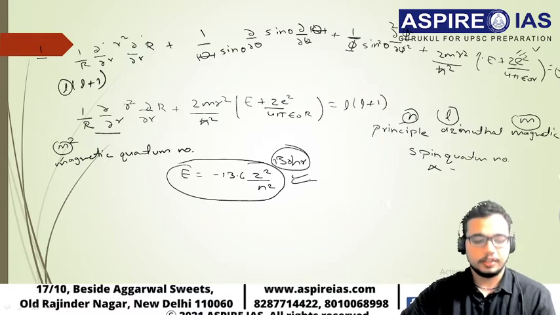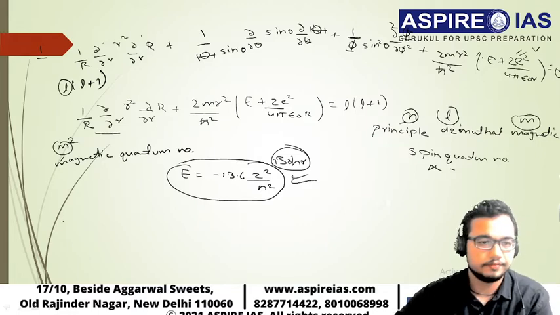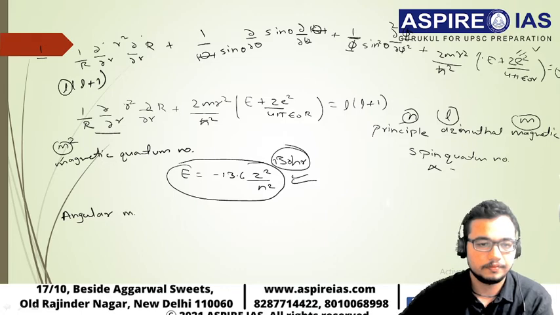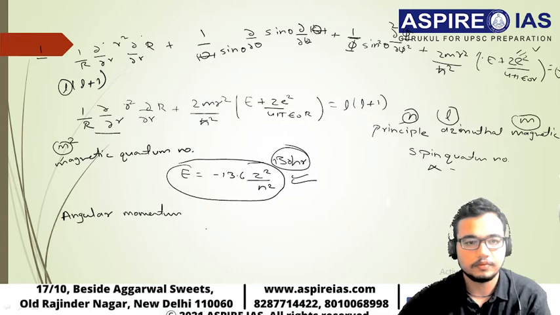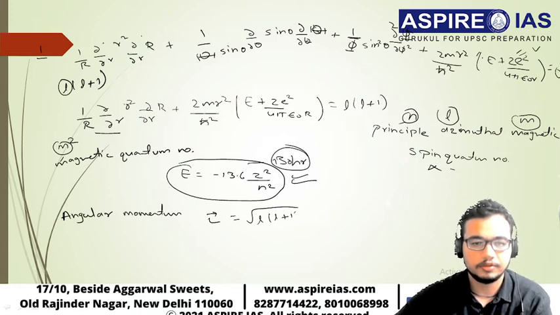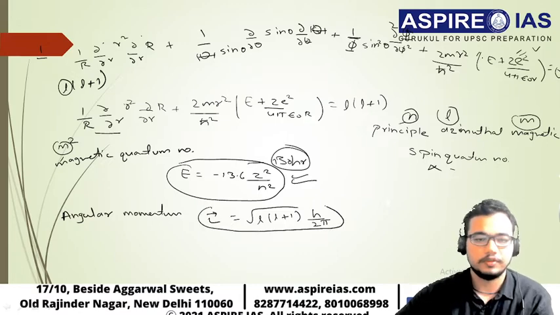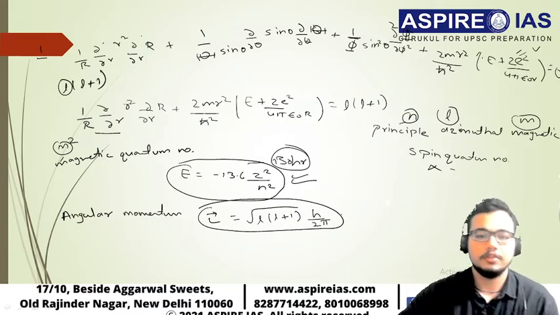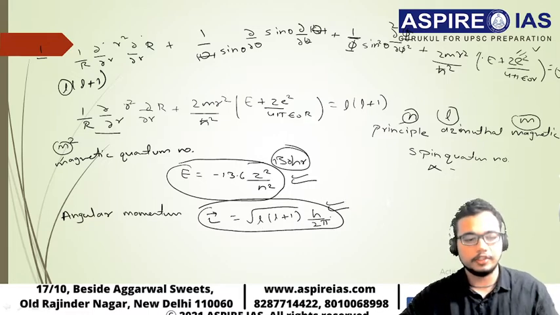Now what is important here for us? First of all, the angular momentum. The value of angular momentum will be L bar is equal to under root L into L plus 1, times h over 2 pi. So if we need to calculate the angular momentum of the electron, we get it by this formula.